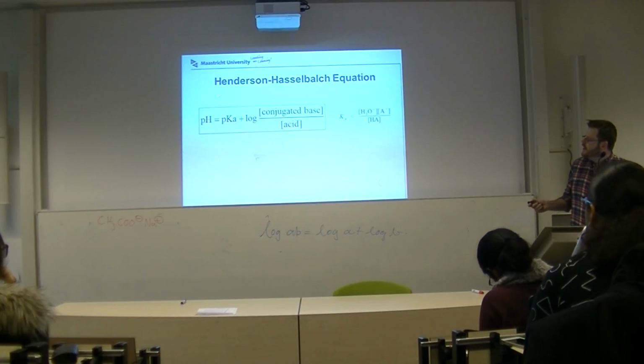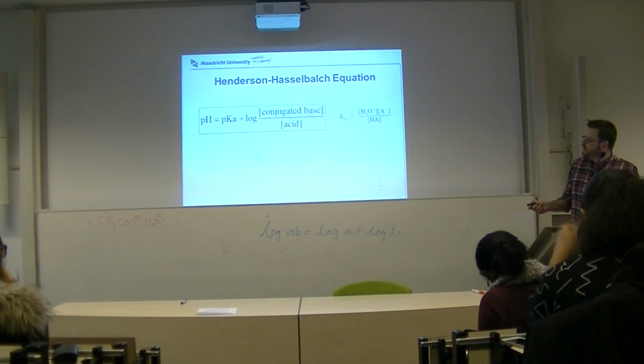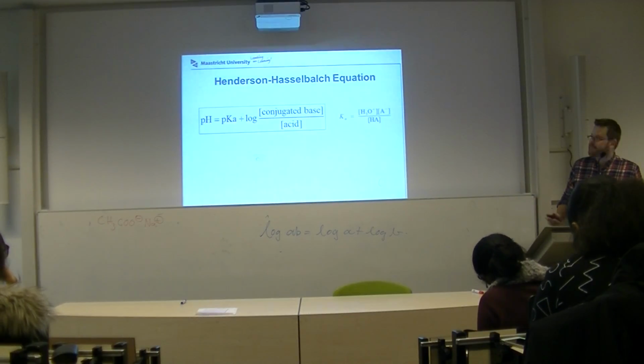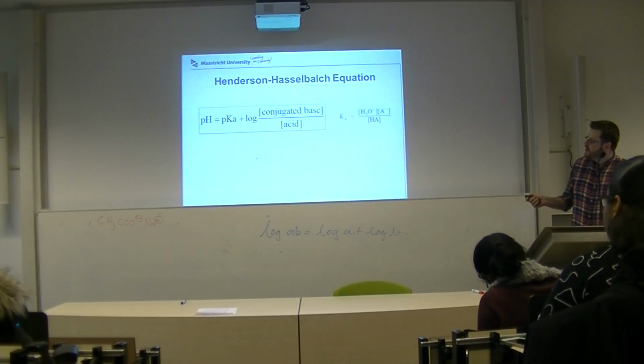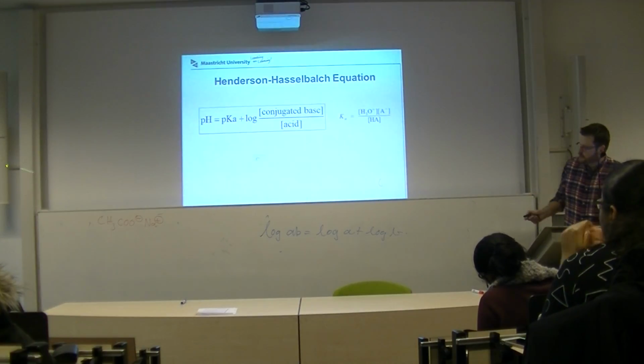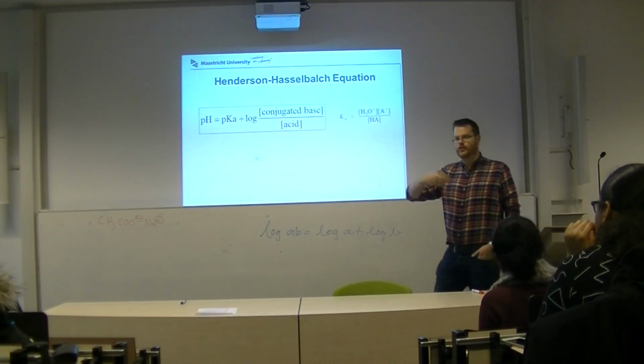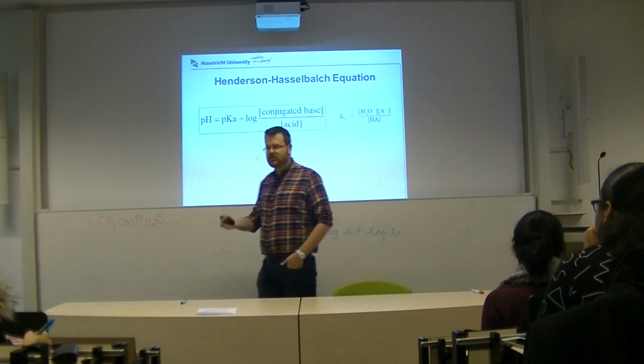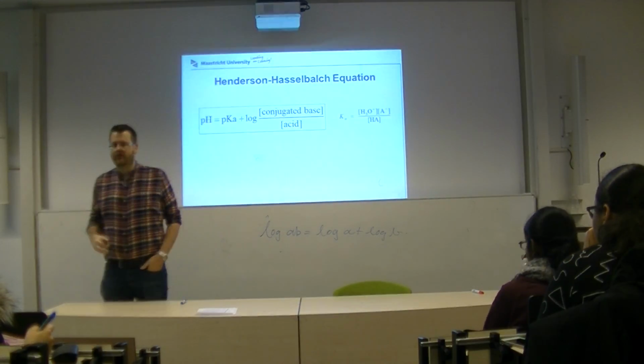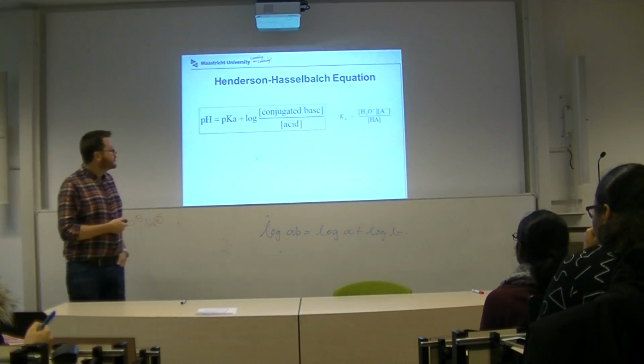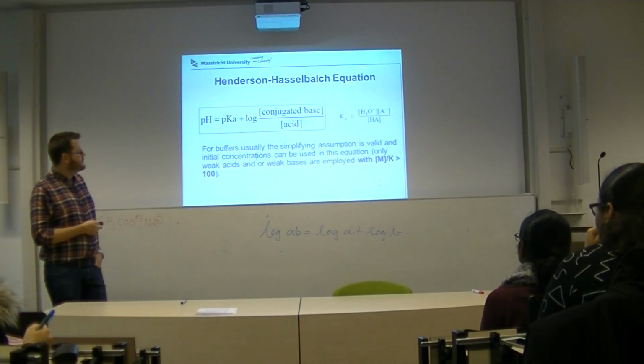Basically, the pH of a buffer will be the pKa of the weak acid in the buffer plus the log of the concentration of the conjugate base, which will be added as some sort of a salt, sodium acetate, some sort of a sodium or lithium or potassium salt, over the concentration of the acid.